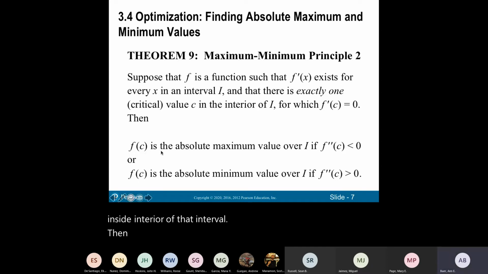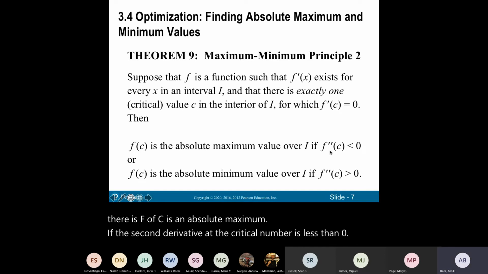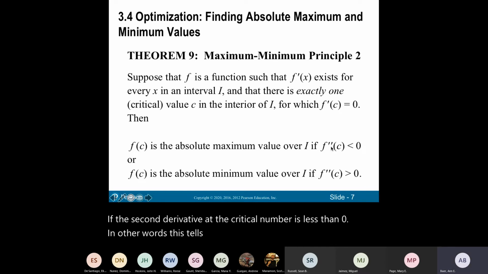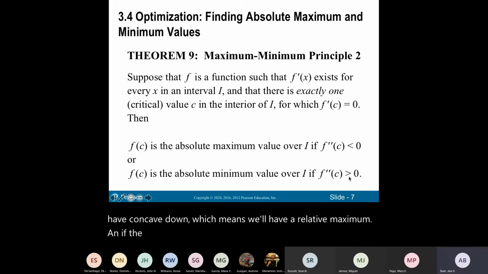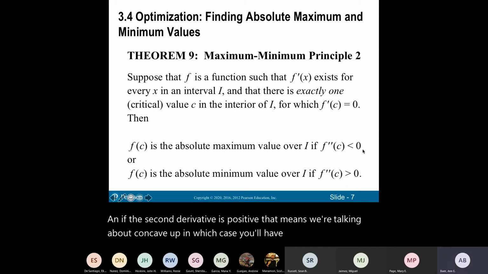f of c is an absolute maximum if the second derivative at the critical number is less than 0. In other words, the second derivative tells us about concavity. When the second derivative is less than 0, that means we have concave down, which means we'll have a relative maximum. And if the second derivative is positive, that means we're talking about concave up, in which case you'll have a relative minimum. That's what it's really saying to us.